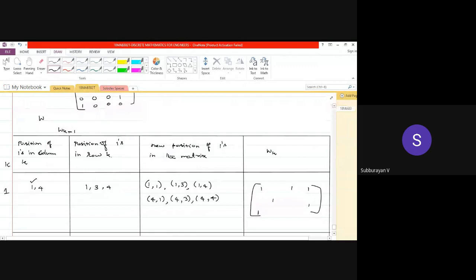Then 4, 1 already 1. But 4, 3, look at this. Here it is 0, right? Therefore make it 1 here. Then 4, 4. Here it is 0 in the initial matrix, but in the new algorithm it is 1. Therefore make this 1. So this is 1, and the rest of the entries are 0. So this is 0, 0, and 0. Okay, this is the new matrix.